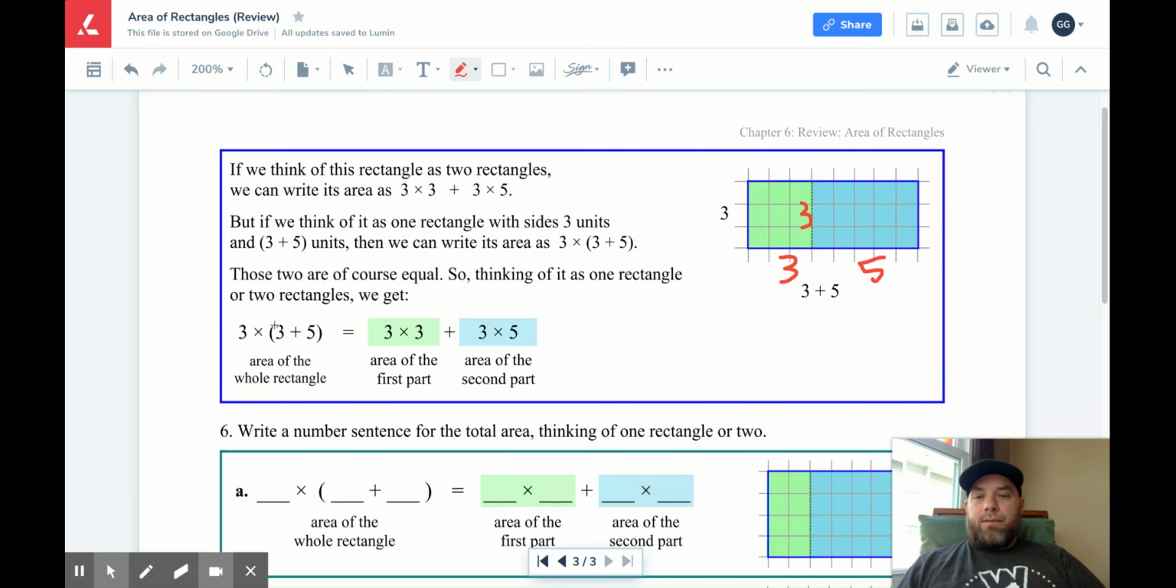What you notice is we can think about this another way. If we think about it as 1 rectangle, so here we thought about it as 2 rectangles, so that's 9. 3 times 3 is 9. 3 times 5 is 15. And I can add those together. A shortcut for that is thinking about it as 1 rectangle. So we add 3 plus 5 together. So we do 3 times 3 plus 5.